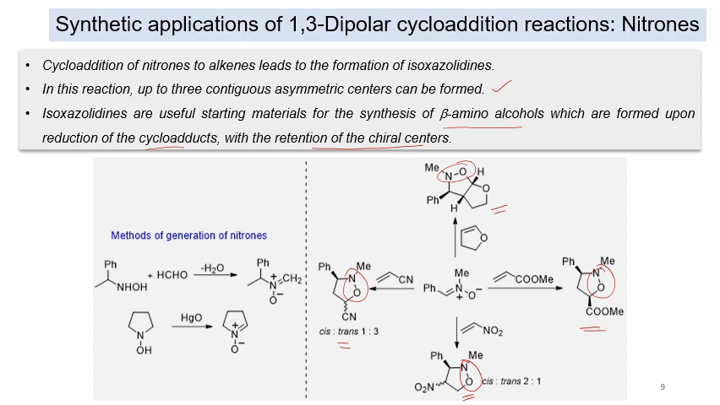How do you generate these nitrones? Nitrones can be generated very easily by just forming oximes with highly reactive aldehydes, followed by a dehydration reaction to give you the nitrone. Or these can be formed by simple oxidation of hydroxylamines.